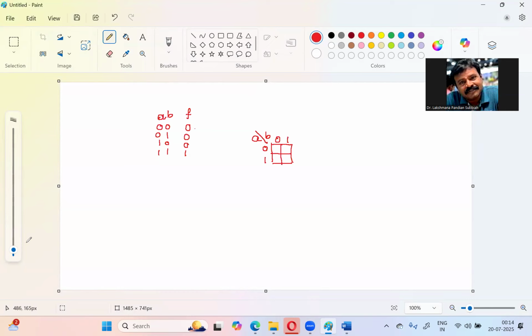So for 0 0, the output is 0. For 0 1, the output is 0. For 1 0, the output is 0. For 1 1, the output is 1. Now here we have a single one only. So for that single one, we have A and B. So the function is F equal to AB.